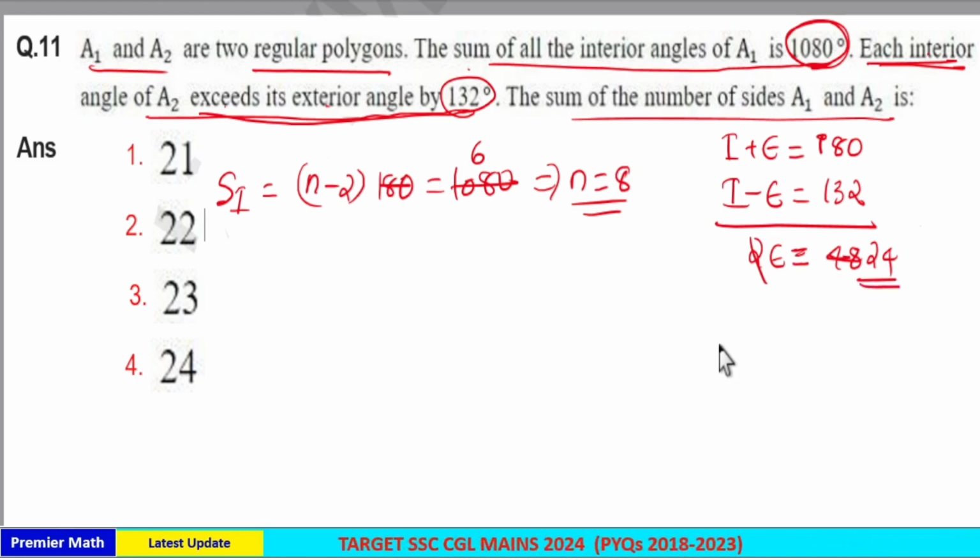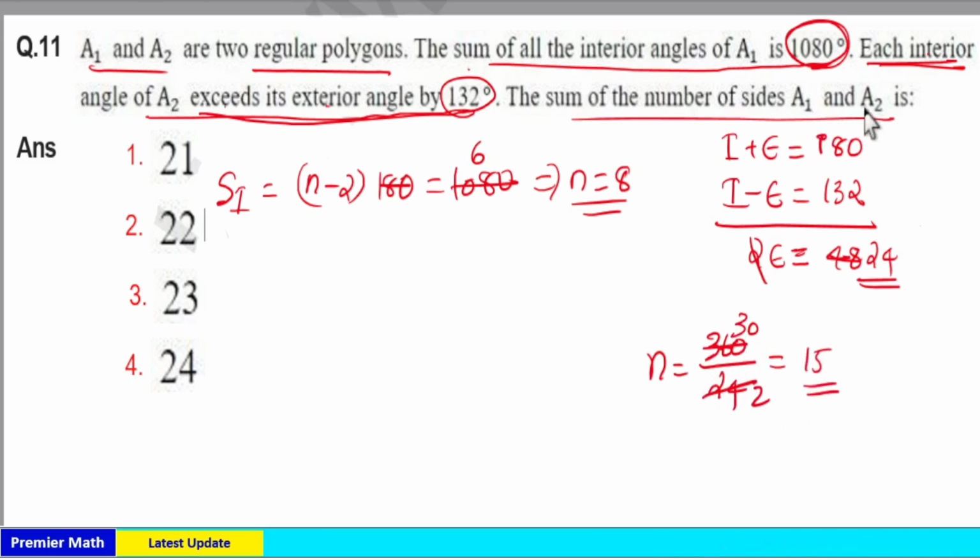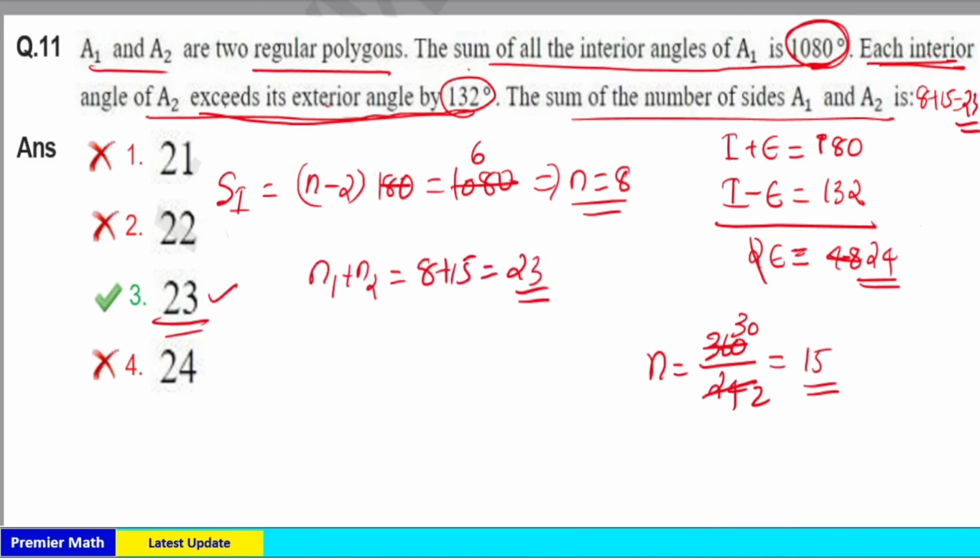And sum of exterior angles of a polygon is 360 degree. And here we have one exterior angle is 24, which means number of sides of A2 is equal to 360 by 24. 12 goes 2 times in 24, 30 times in 360. 30 by 2 is 15. So number of sides of A2 is 15. Then sum of number of sides of A1 and A2 is equal to 8 plus 15, 23. N1 plus N2 is equal to 8 plus 15, 23. Option 3 is your answer.